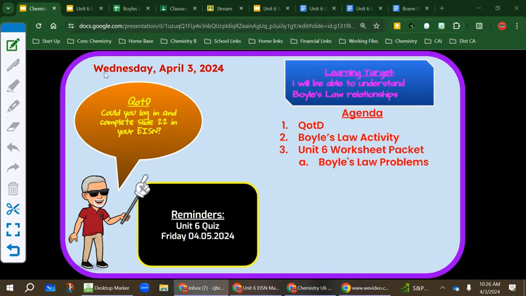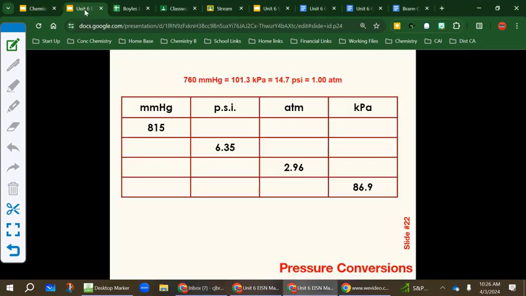All right, ladies and gentlemen, here is what we got going today. Today we're going to start talking about Boyle's Law. But before we do that, you are going to take a few minutes to do some pressure conversion. So get to this slide right here and follow me to the back. Let's go. Bring your computers with you. Bring your calculator with you.